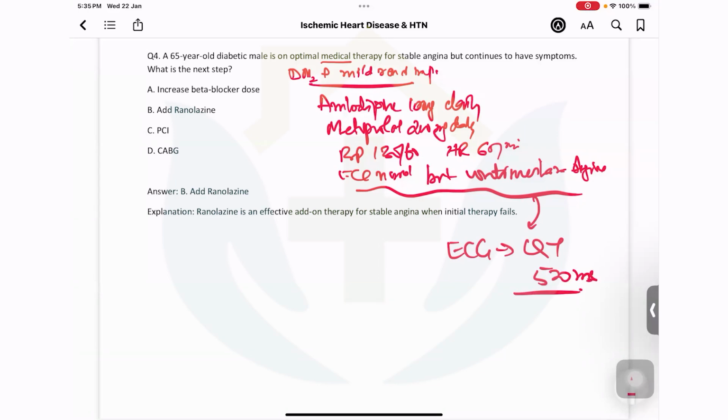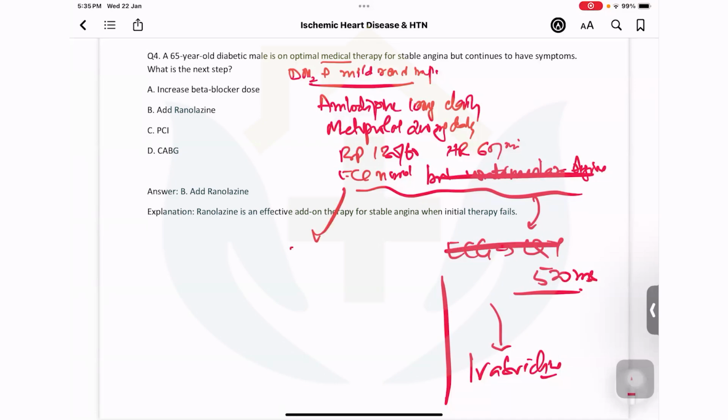Which is the next best drug that you will use? Ivabradine. Wonderful. So now the answer will change. For the same question, it will become ivabradine. Or they will say the ECG has nothing but echocardiography shows ejection fraction of 35%. What is the next drug to be used? Same. Again, ivabradine.